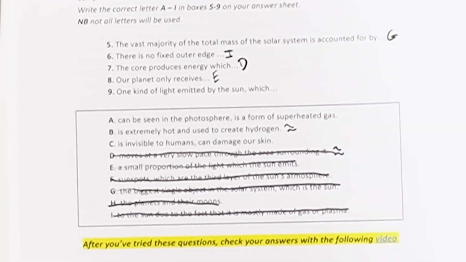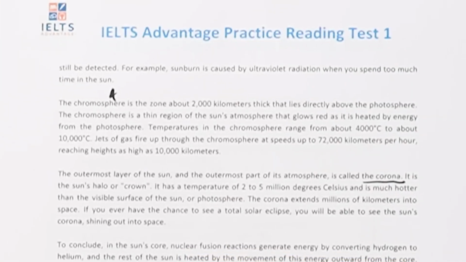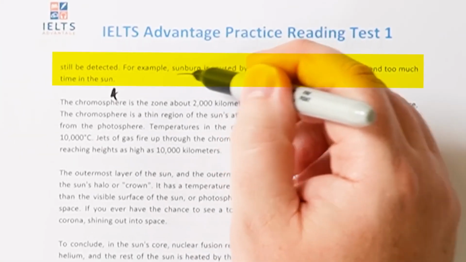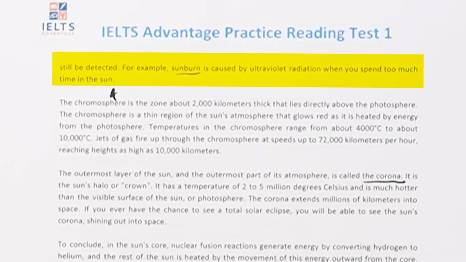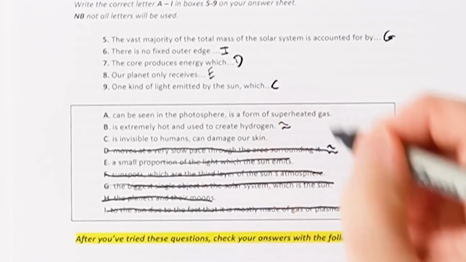So what we're going to look for here is related to C. This is the one that makes the most sense. So we're going to search for skin damage. So we're scanning for skin damage, and we have here sunburn. Skin damage, sunburn, synonyms, mean the same thing. So it is C.